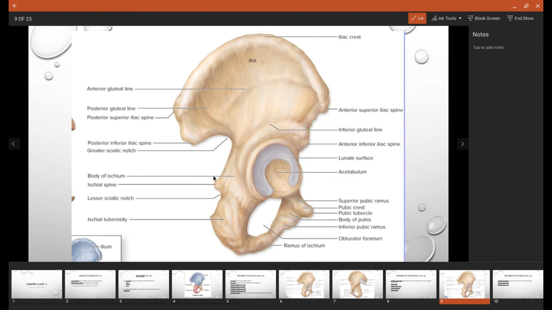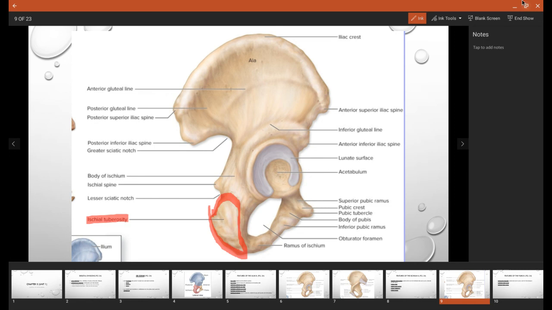So there it is. So greater sciatic notch, this big indentation. Lesser sciatic notch is a smaller one. And then the ischial spine sits in between the two of them. We also have ischial tuberosity, which is going to be this rough part right there. You can see that it looks like there's lots of bumps and crevices all along it. And that whole thing is just called the ischial tuberosity of the ischium bone.